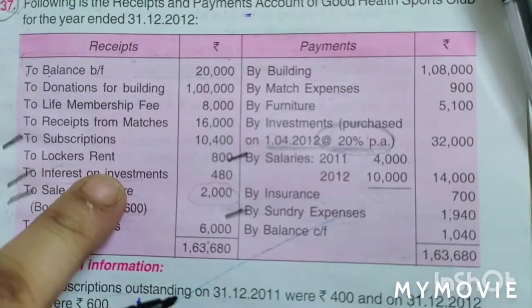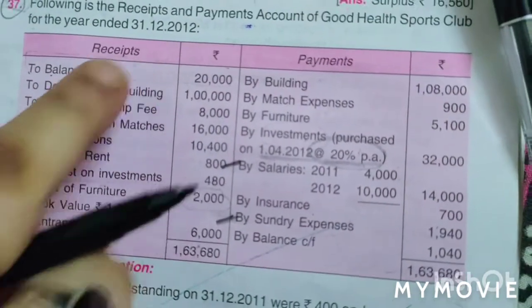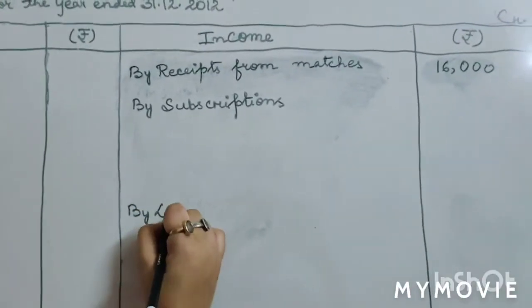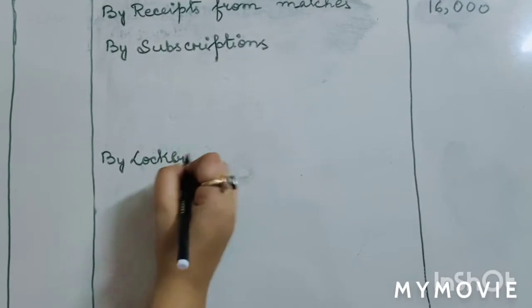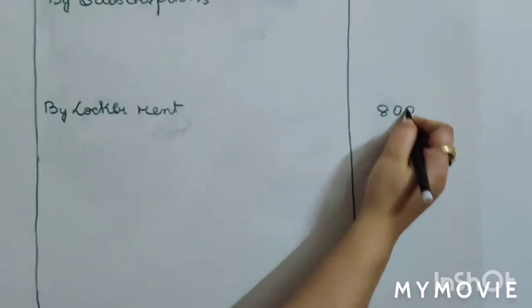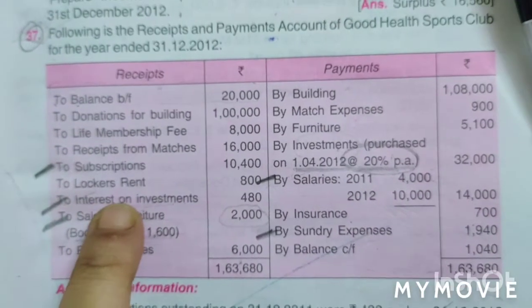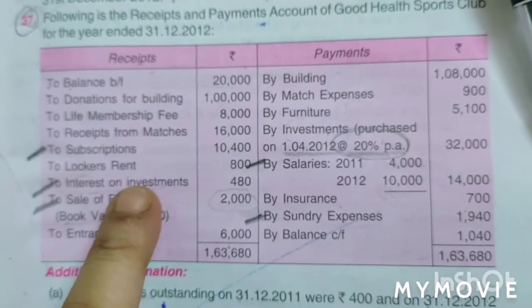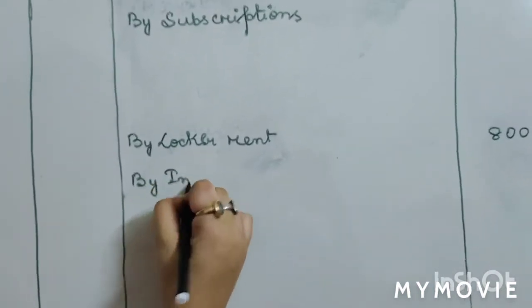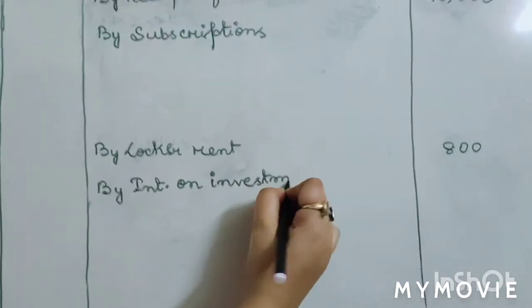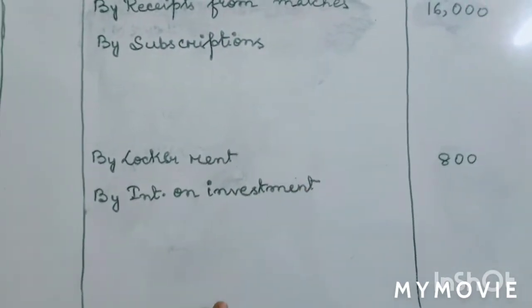Next, to locker rent. Since locker rent is written on the receipt side, that means it is an income. By locker rent 800. Now to interest on investment. To interest on investment is an income, so it should come on the income side, but it has adjustment. By interest on investment, so it has adjustment, so we won't write the amount, just keep it blank.